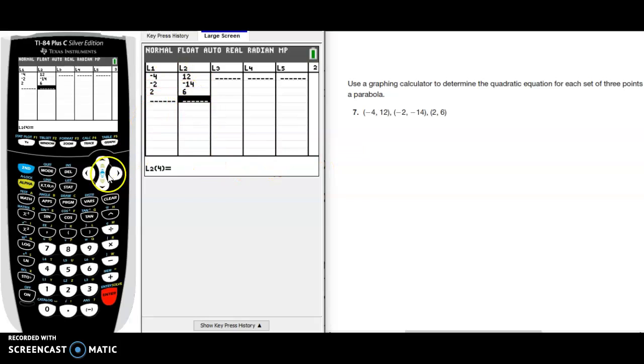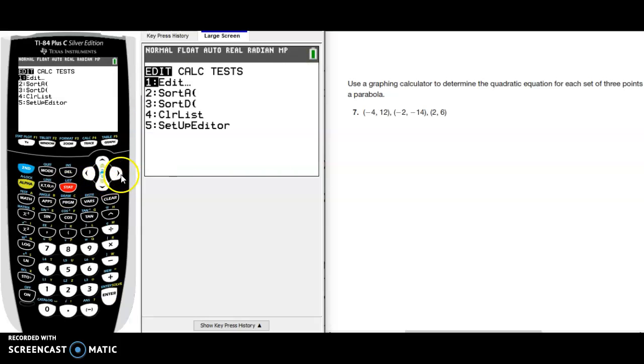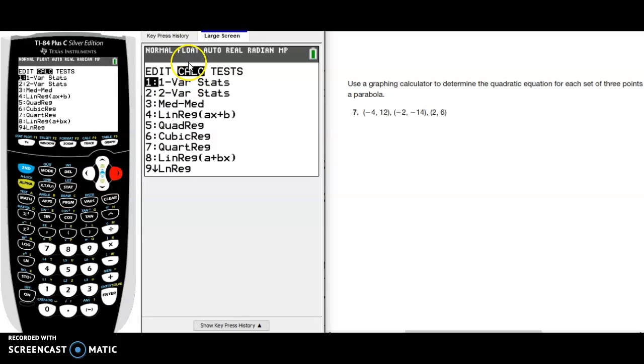After you've entered in your points, you hit the stat button again. You arrow to the right so that calculate is highlighted, and because we're trying to find a quadratic equation, we arrow down to number 5, because that one says quad reg, and reg stands for regression. We're going to create a regression equation. So you push enter on number 5.